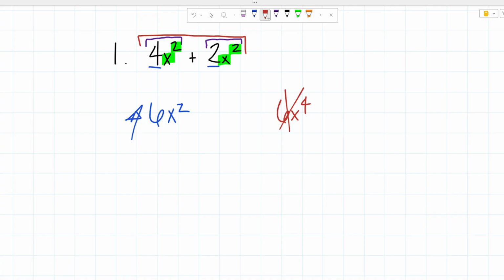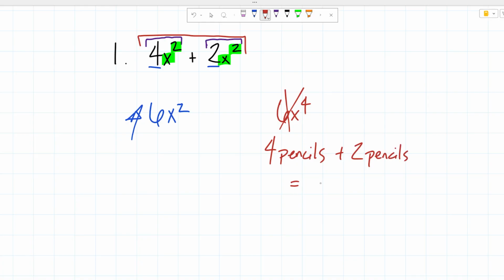Let me tell you the way I used to explain it to my students when I taught algebra. Let's think about it this way. Instead of 4x squared, let's call it 4 pencils. And then somebody gives us 2 more. So we're going to add 2 more pencils to our collection.